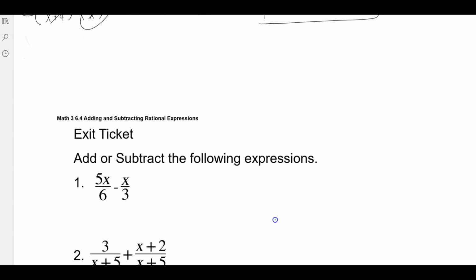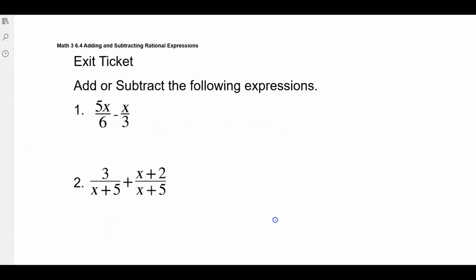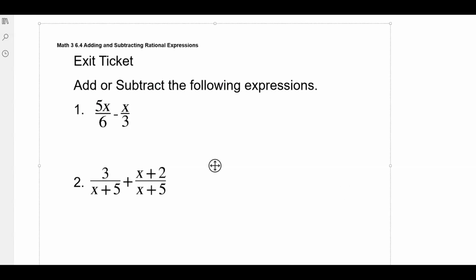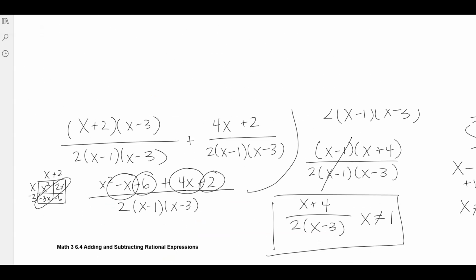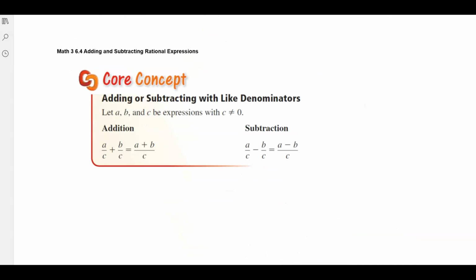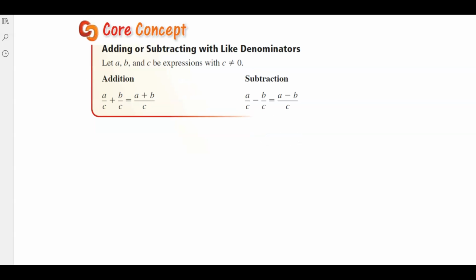All right, and that is it. And then you'll do your exit tickets. So make sure, because we didn't do a common denominator, so let's do one of those really fast. So let's go back up to our common denominator ones, because somehow they got skipped. All right. So a common denominator, let's do a couple examples.